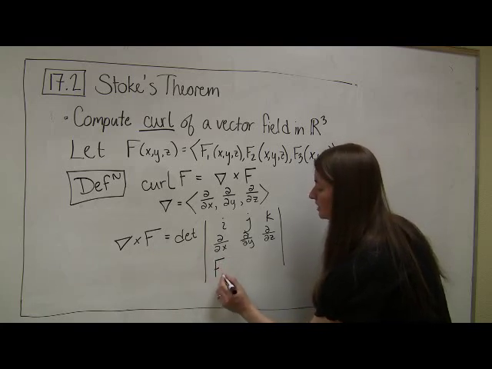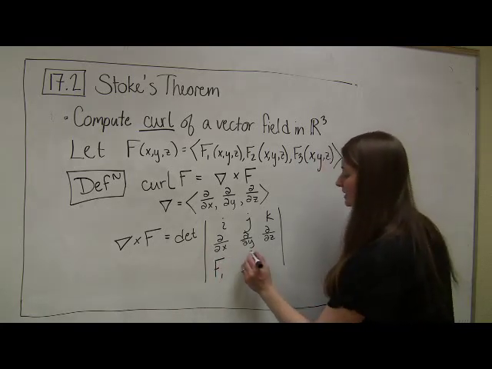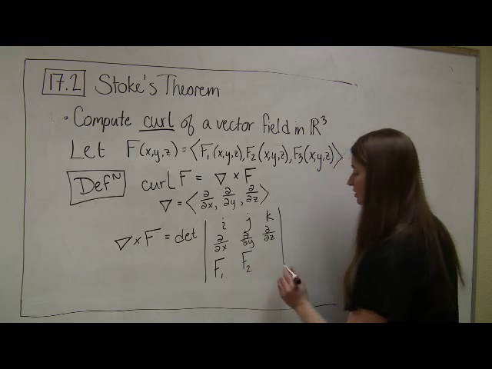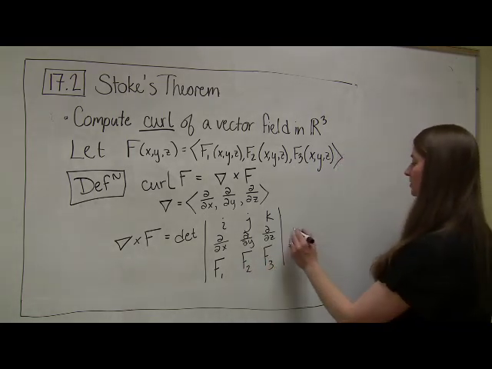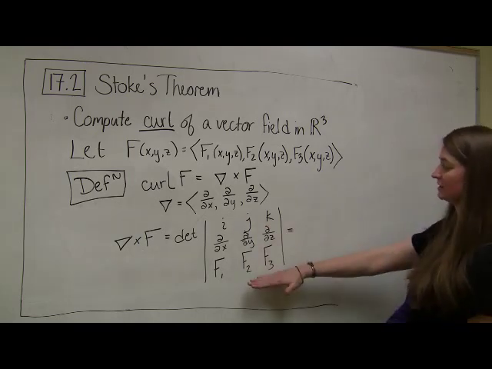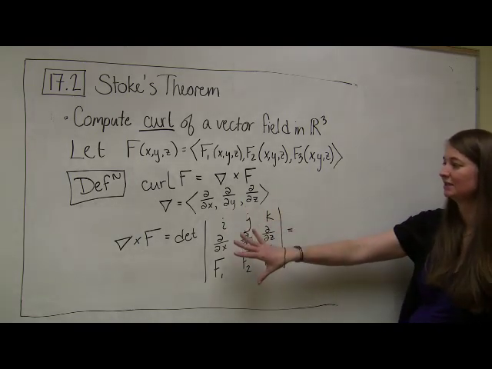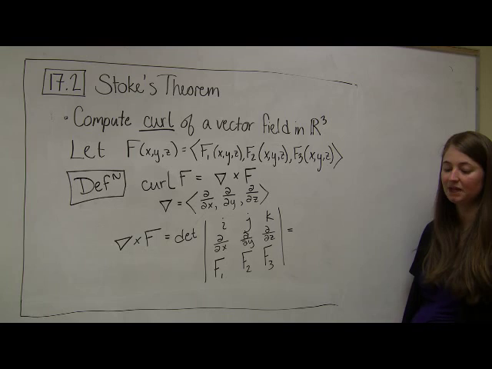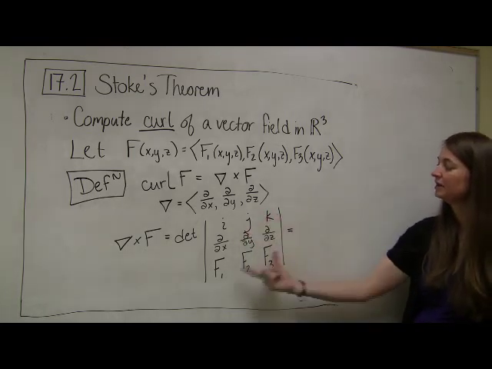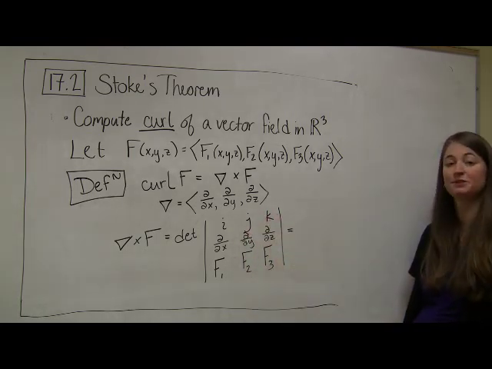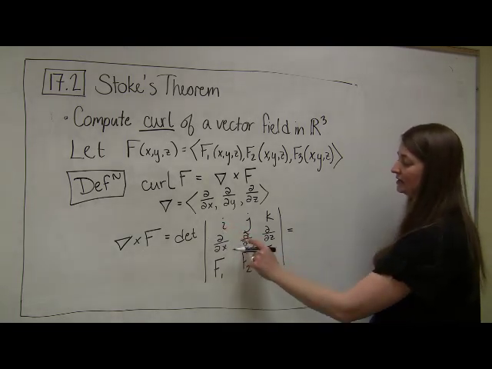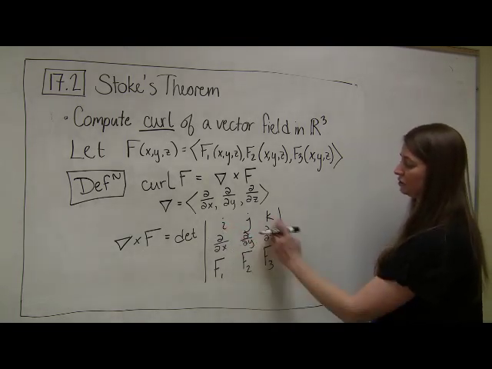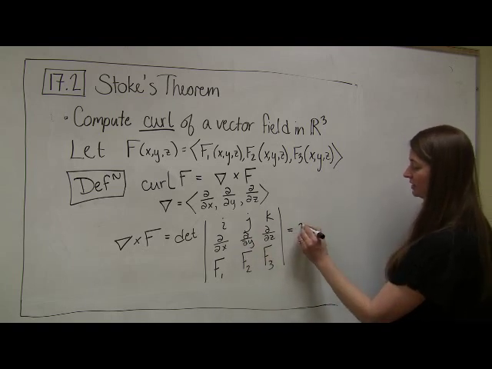So the first component of the F function is f1, the second component of the F function is f2, and the third component of the F function is f3. So now that I've set up this matrix, and this is always going to be the case, this is how we define our curl. Now I can just plug and chug and find the determinant of this. So what does it take to define the determinant? I take i times the determinant of this minor 2 by 2 matrix. And what does that look like?